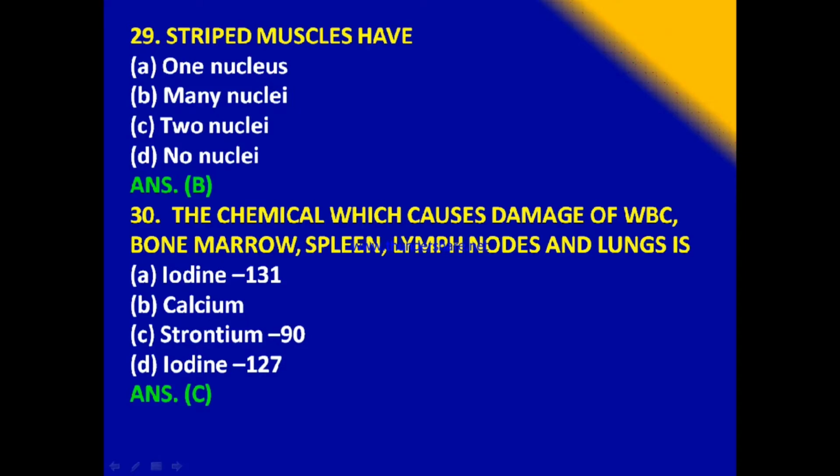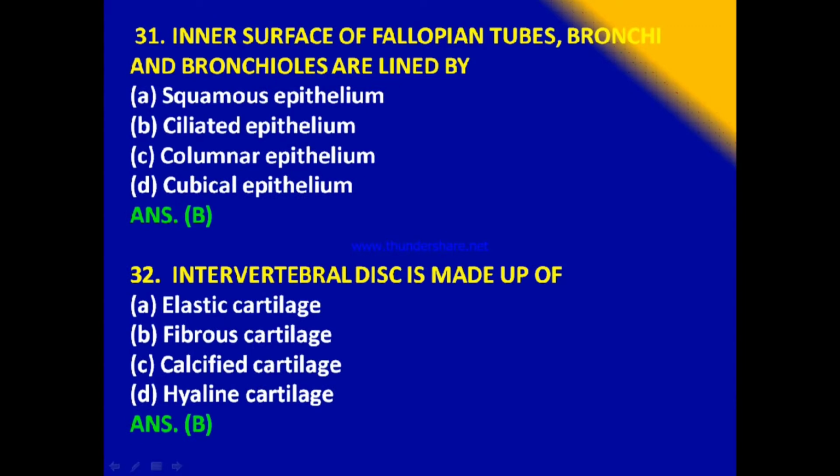Okay. Number 31 question. Inner surface of fallopian tubes, bronchi and bronchioles are lined by squamous epithelium, ciliated epithelium, columnar epithelium or cuboidal epithelium. So the right answer is ciliated epithelium. The inner surface of fallopian tubes, bronchi and bronchioles are lined by ciliated epithelium.